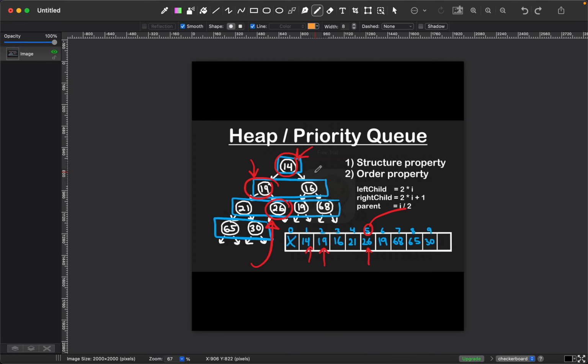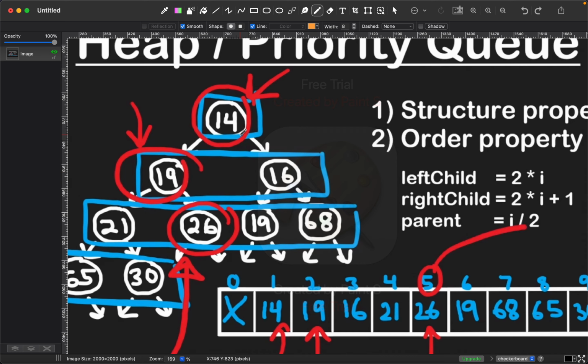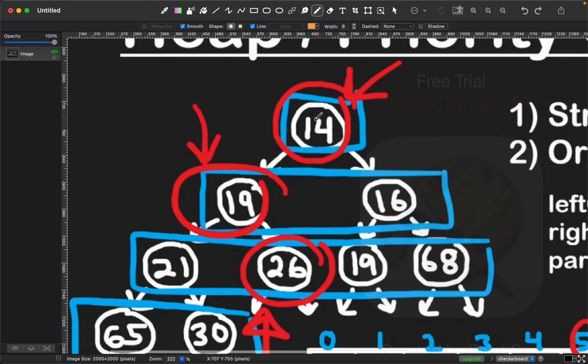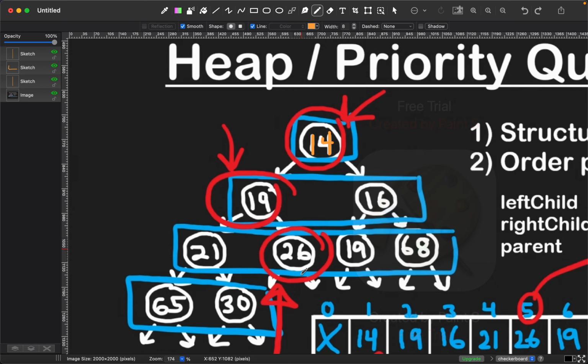We're gonna head out. First up, let's start off with this item, the 14, and whatever you see on the left side, I feel it's gonna be larger than it. 19 is bigger than 14, 21 bigger, let's say 65, 30, 16, 19, 68. As you can see, left descendants are all bigger than 14, right descendants are all more than 14.